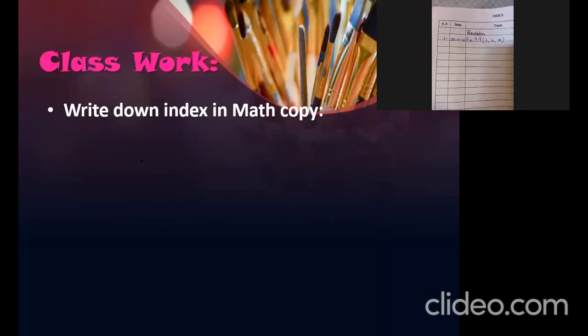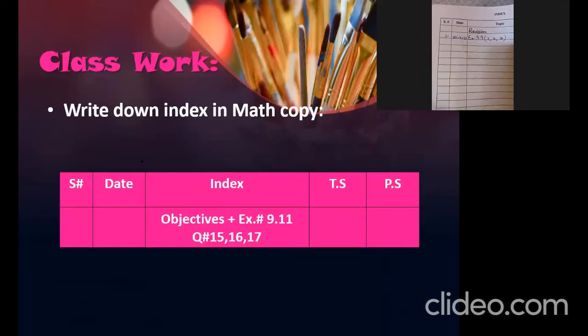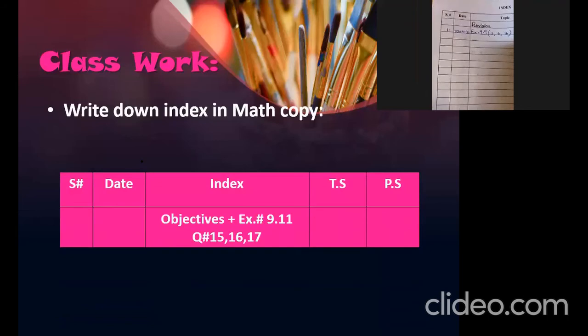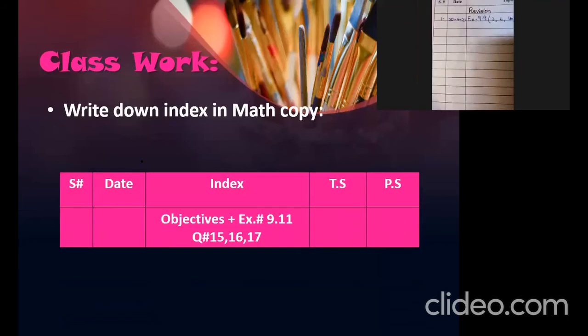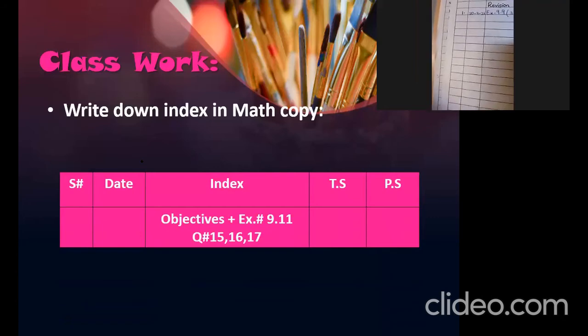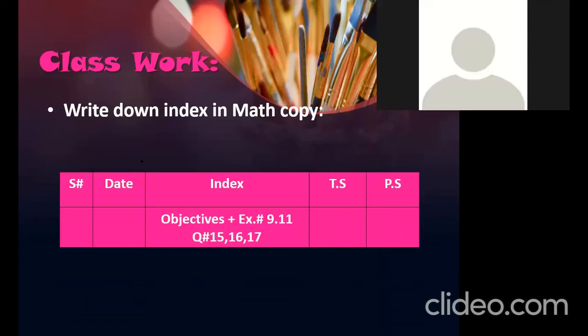Now write down today's index. This one. This is your today's revision index. Inside the heading of revision of final term, write down this index, which is objectives. Today we are going to do some objectives, and write down exercise number 9.11, questions number 15, 16, and 17.